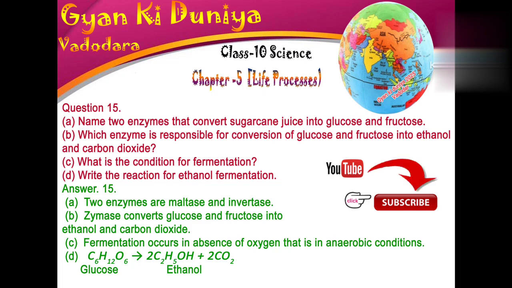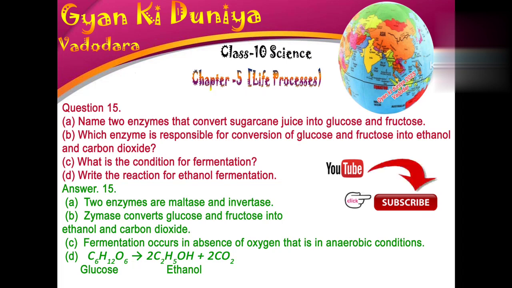Answer 15. A. Two enzymes are maltase and invertase. B. Zymase converts glucose and fructose into ethanol and carbon dioxide. C. Fermentation occurs in absence of oxygen, that is in anaerobic conditions. D.